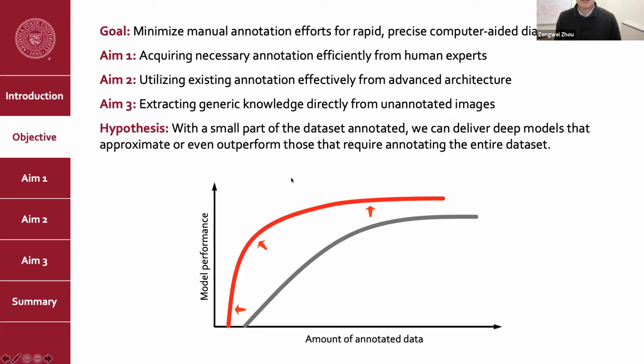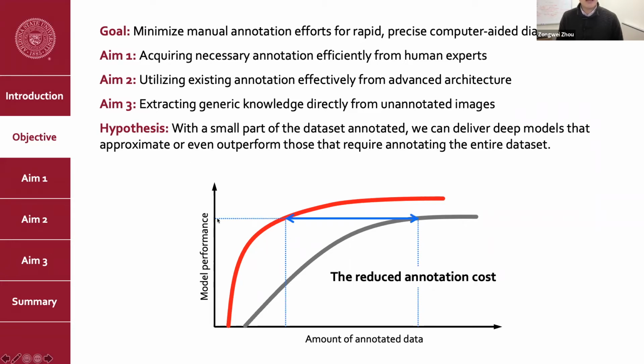Overall, we hypothesize that with a small part of a dataset annotated, we can deliver deep models that can match or even outperform those models that require annotating the entire dataset. So this is called annotation-efficient deep learning, as suggested in the title. And this hypothesis can be interpreted in 2 ways.